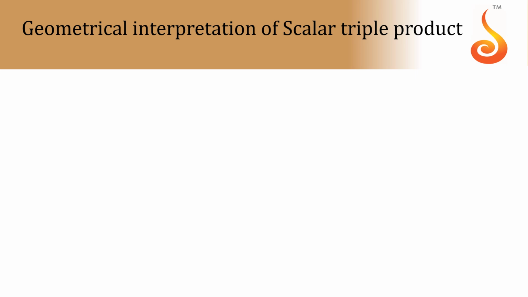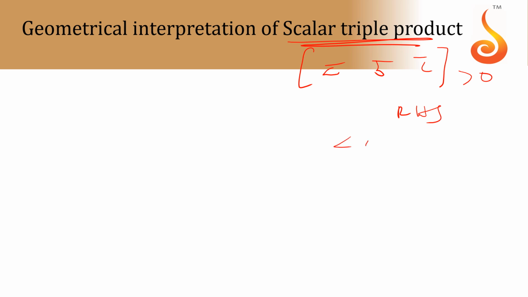Geometrical interpretation of scalar triple product. Scalar triple product means what? Box. Suppose A bar, B bar, C bar are three coplanar vectors, box will be 0. If there are three non-coplanar vectors, they will form a system, right-handed system or left-handed system, we don't know, but they will form a system. Now if you calculate the box, if it is positive, it is RHS. If it is negative, it is LHS.